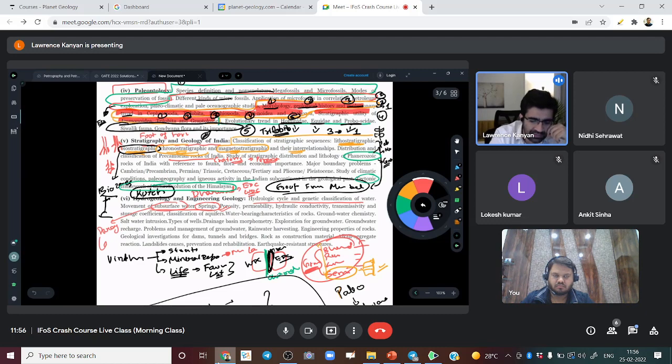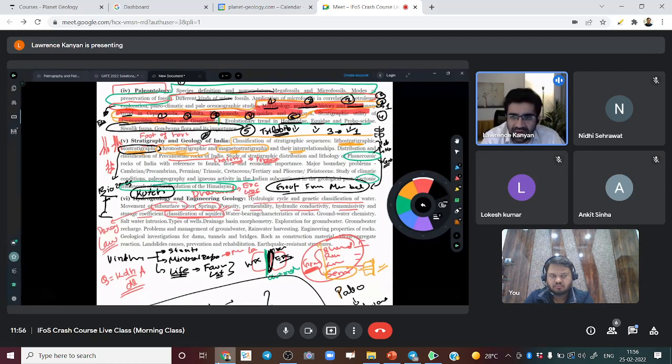Okay, which is very simple, where Q equals K dH by dL into area. Okay, these definitions: permeability, porosity, hydraulic conductivity, transmissivity, storage coefficient, classification of aquifers part is very easy. So this you anyway prepare. Aquifer, aquitard, aquiclude, aquifuge. Four types are there. Okay. Porosity, permeability. So you go through basic concepts.